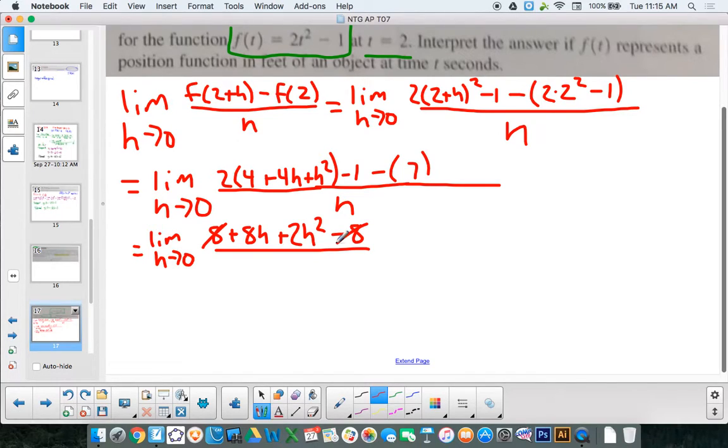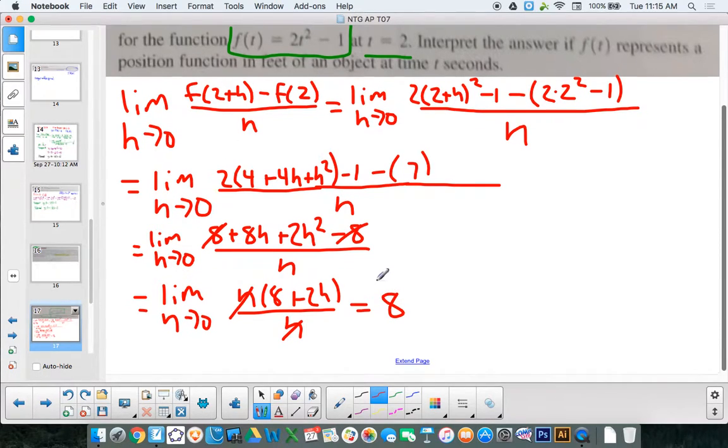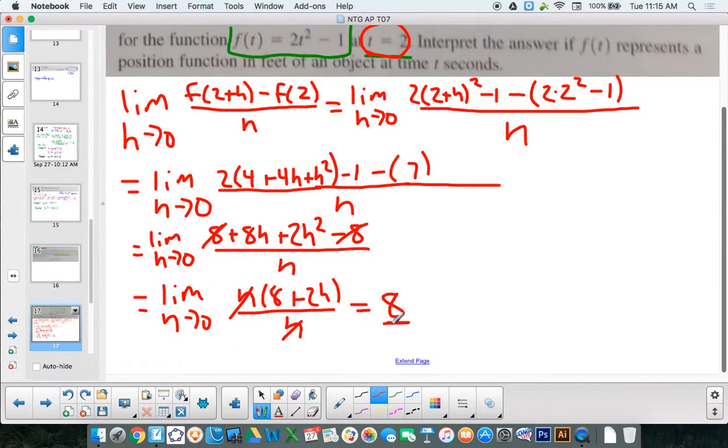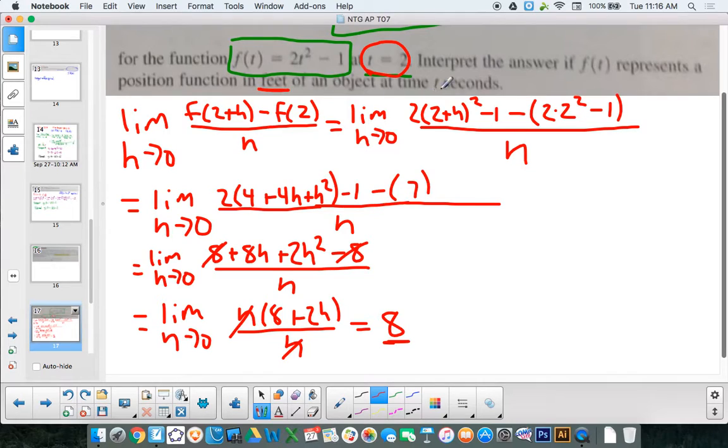These cancel. There's an h in common in the numerator, so we can factor that out. So we got h times 8 plus 2h over h. The h's cancel. We're left with 8 plus 2h. Let h approach 0, we get 8. So what this is saying is at t equals 2, so at 2 seconds, the velocity of the position is 8. Do they give units? Feet per second.